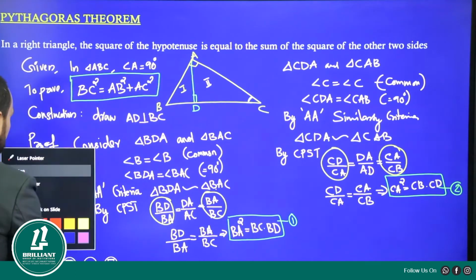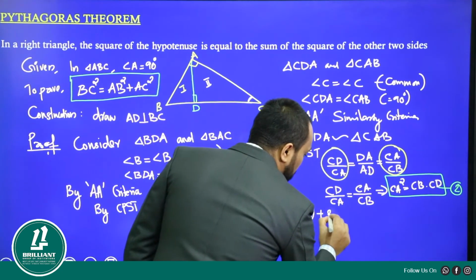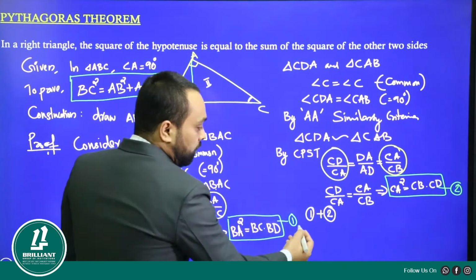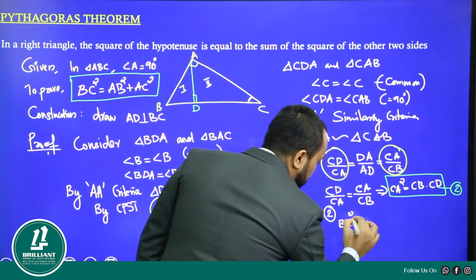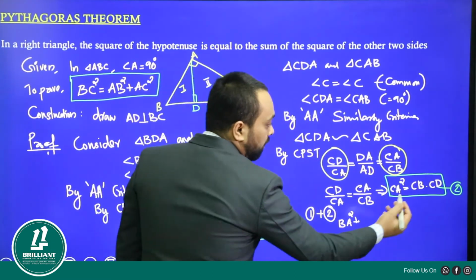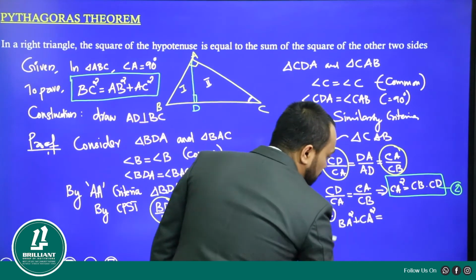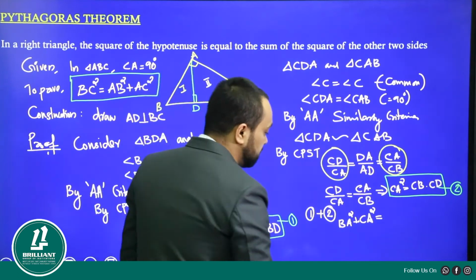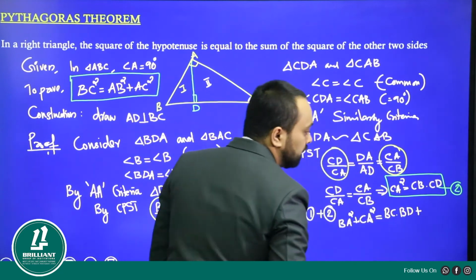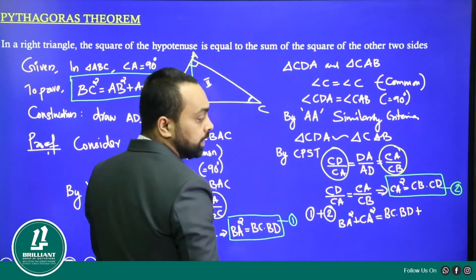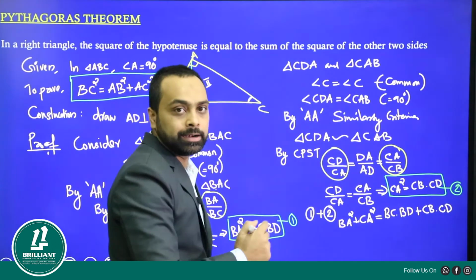Now what we are doing, we can add these two equations, equation number 1 and 2. Add 1 plus 2. I am adding both the equations. Okay, now we can add. We are getting BA square, the left hand side of the first equation, and the left hand side of the second equation is CA square. That is CA square is equal to, the right hand side of the first equation is BC into BD, plus the next equation is CB into CD. This is the second equation we added.